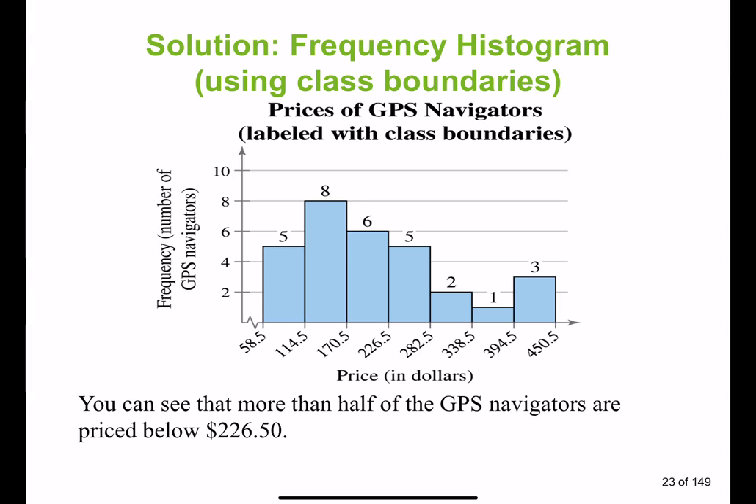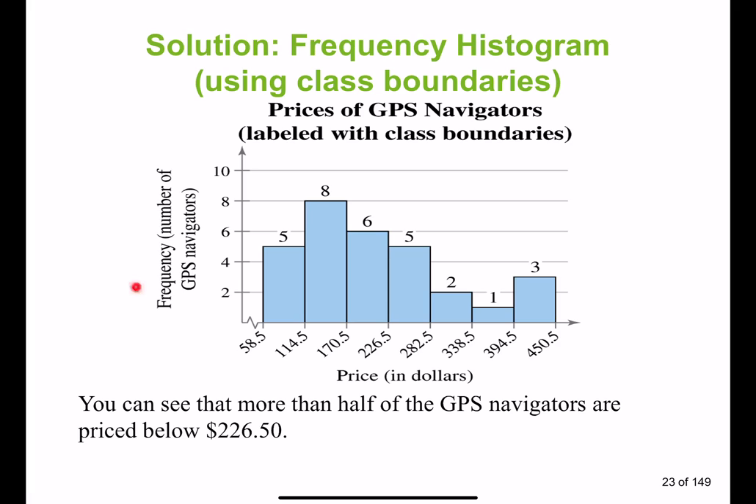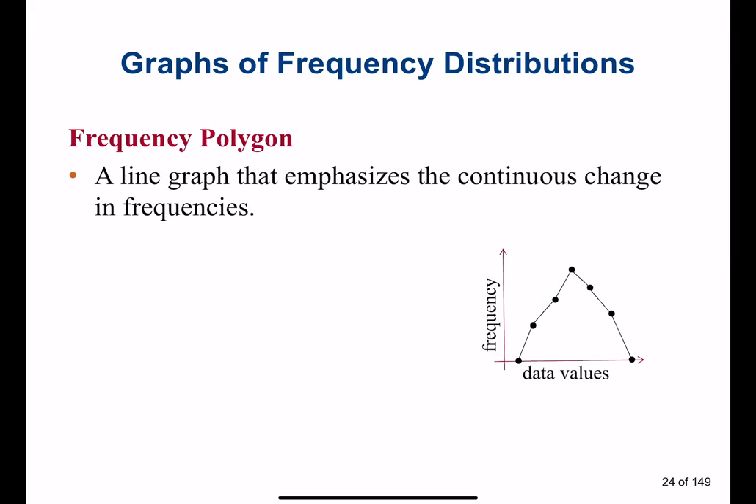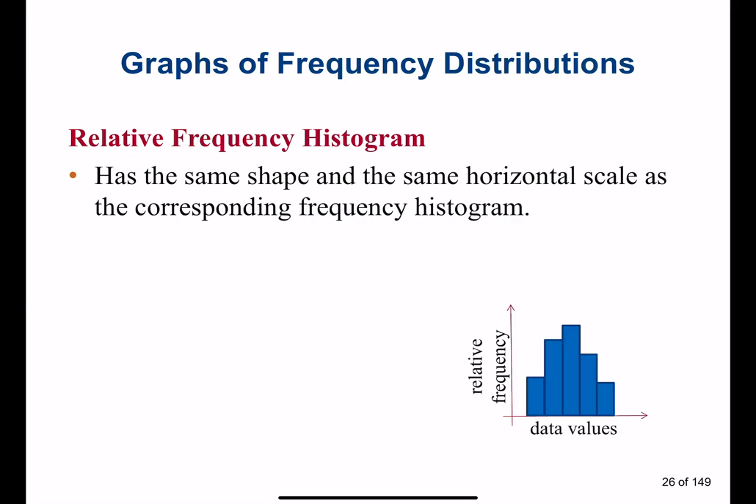Here it is given in the format of class boundaries: 58.5, 114.5, 170.5, 226.5, and so on, based on boundaries. And there is a frequency here also: 5, right? 5, and then here we have 8, and then here we have 6, and so on, based on frequency. Okay? Polygon we are not covering. Frequency polygon, gone. Relative frequency histogram.